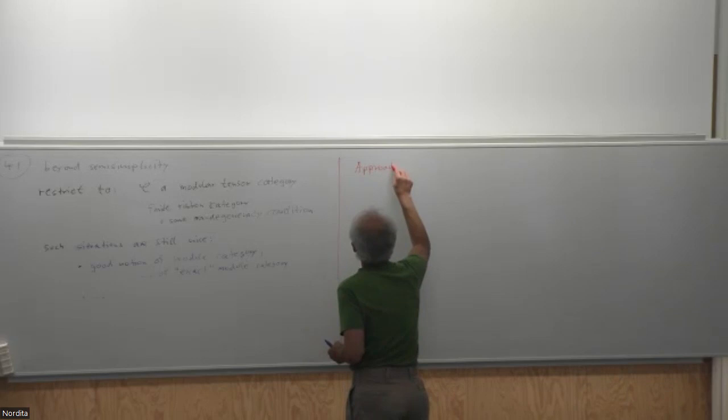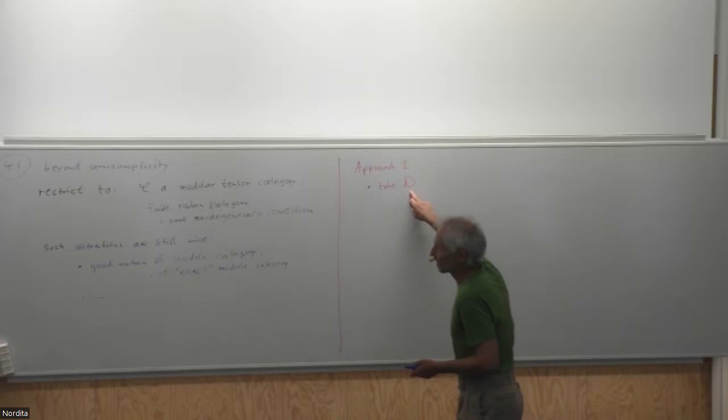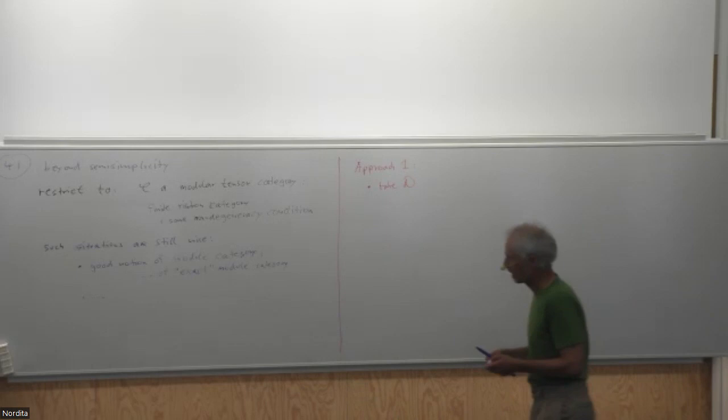So we assume that we take C, or actually I write now D, because some of the statements I will make are for the case that D is actually the Drinfeld center of the chiral category C that I have used so far.